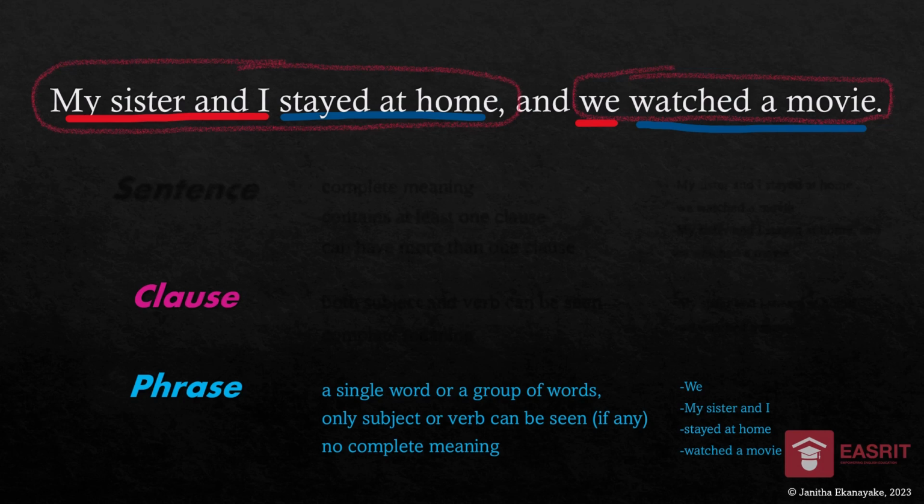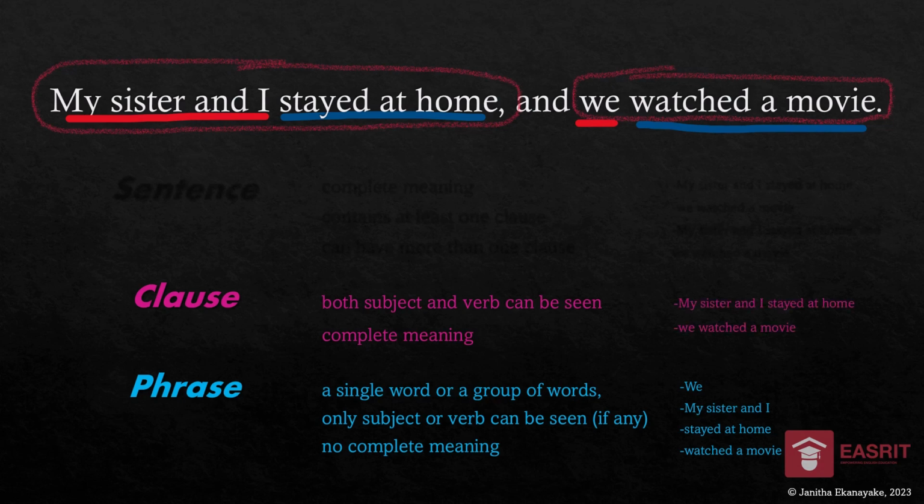Okay, what's a clause? Well, a clause consists of both a subject and a verb. Because of that, it has complete meaning. Look at these two clauses. My sister and I stayed at home. This clause consists of a subject, which is my sister and I, and it also consists of a verb, stayed. Look at the next clause. We watched a movie. We is the subject here. Watched is the verb here. And altogether, both these clauses have complete meaning.